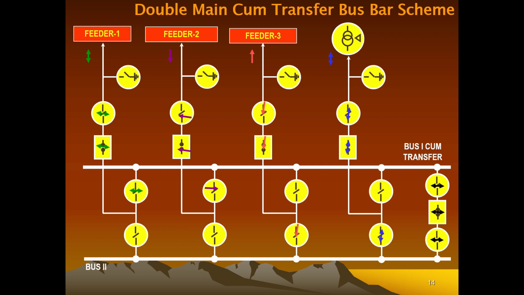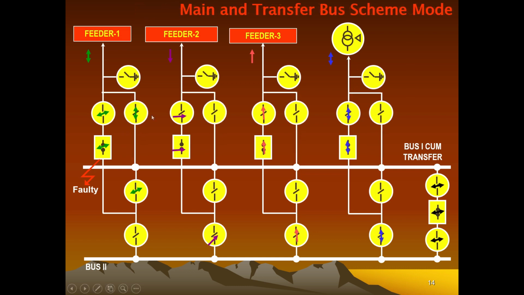But what happens when there is a problem in the circuit breaker itself? Now there is a chance that this feeder will lose the power. There is a disruption in power for this circuit. And how we can address this problem is simply by bypassing the circuit breaker. And that's why it is called the double main cum transfer bus bar scheme, because now we are using a bypass arrangement, and this is a simple bypass arrangement in which one isolator is bypassing the circuit breaker and this is connected to this main bus, and that's why this bus is now called main bus 1 cum transfer bus. This is the replica for the second, third and fourth feeder.